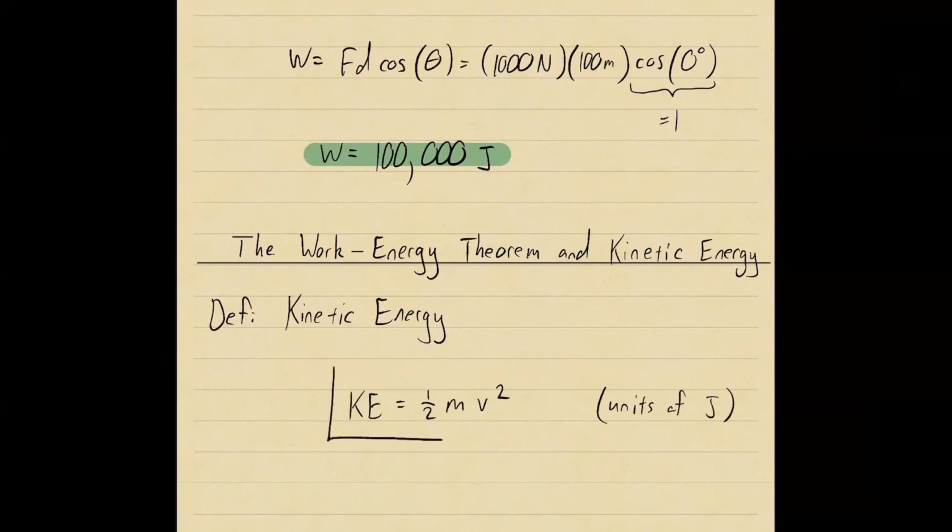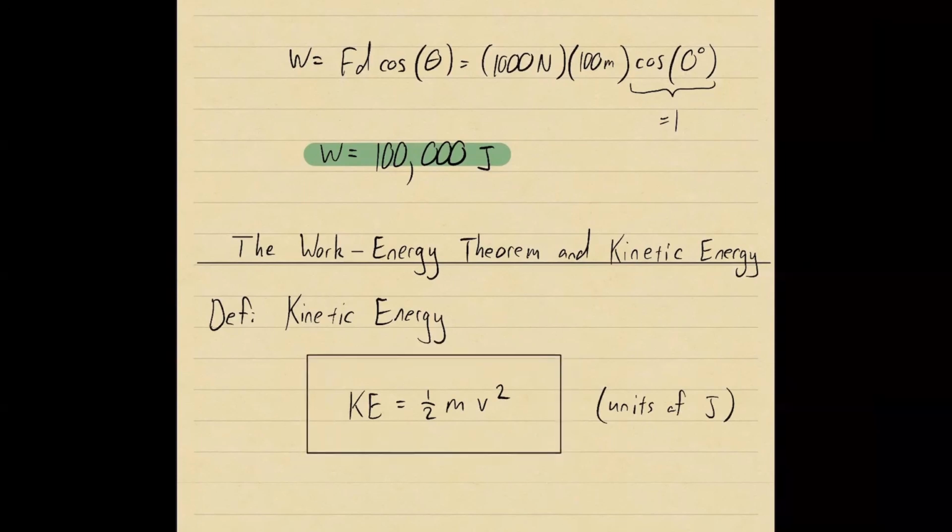So you'll notice that energy, at least the kinetic energy, has the same units as work. So right off the bat, that should immediately tell you that they're somehow related to one another. And so the kinetic energy of an object is equal to 1/2 times the mass of the object times the magnitude of the velocity of the object squared.